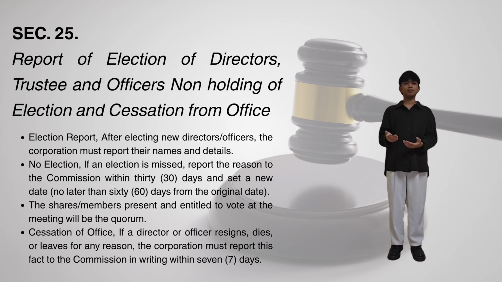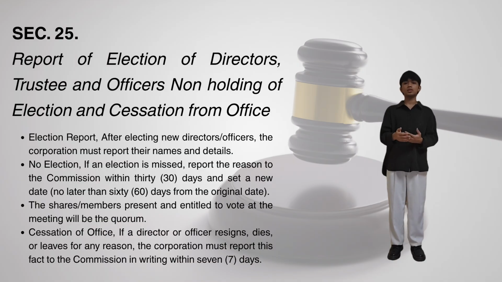Lastly, Section 25, the election report, which must be made within 30 days. After the election, the company secretary must submit the names, nationalities, shareholdings, and addresses of all the new directors and officers to the Commission. If there's a missed meeting, the corporation must report the failure to hold it and the reason for it within 30 days of the scheduled date, and set a new election date which cannot be more than 60 days later. If they fail this second time, the Commission steps in. Also, the Commission can summarily order an election to be held.